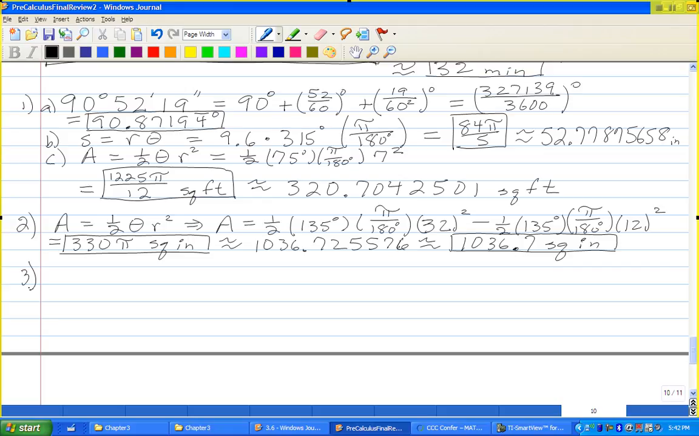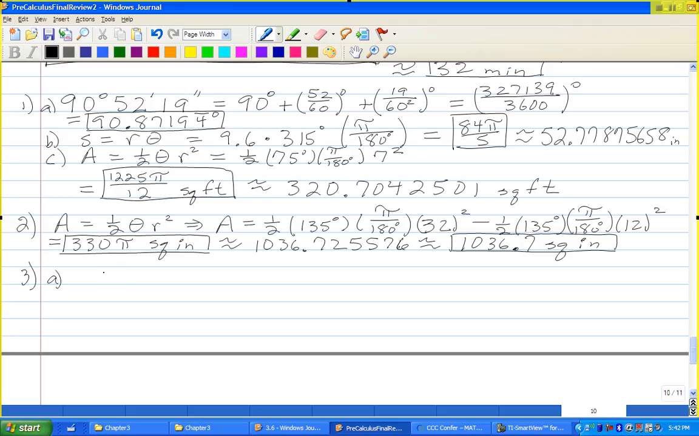3. An object is traveling around a circle with a radius of 10 meters. If in 15 seconds, the central angle of 3 radians is swept, what is the linear speed of the object?